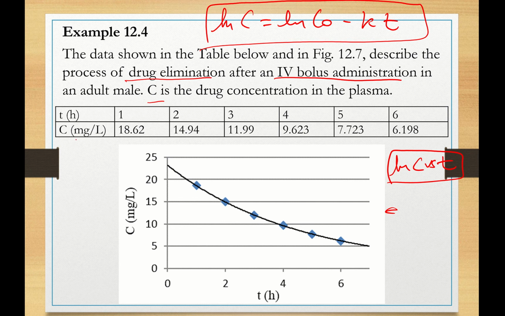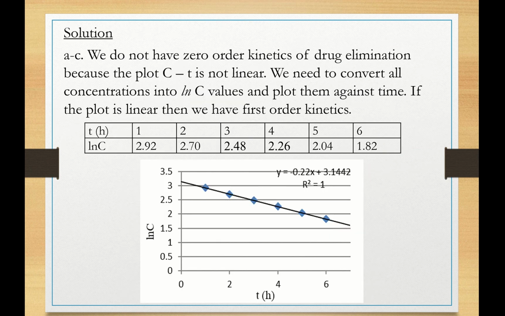So we're going to have to convert these concentrations to ln C. So basically for this one, it's going to be ln of 18.62, okay? This is going to be for the ln C, that would be ln of 14.94. So let's see what we have here.